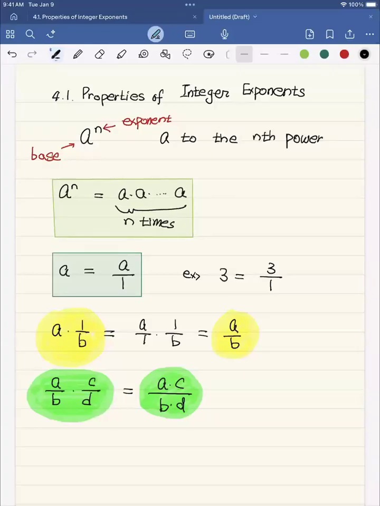In this section, we want to learn about the properties of integer exponents. When I write a to the nth power like this, we read it as a to the nth power. Sometimes we read it a to the power of n or a raised to the nth power. But the most common expression will be a to the nth power.